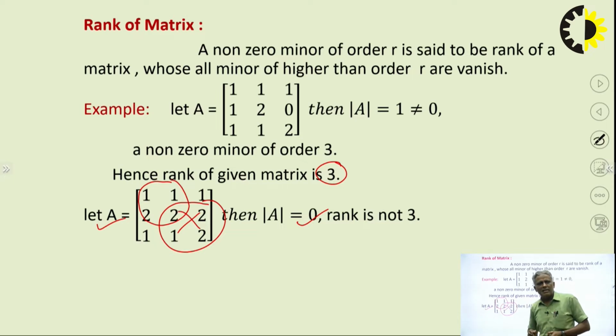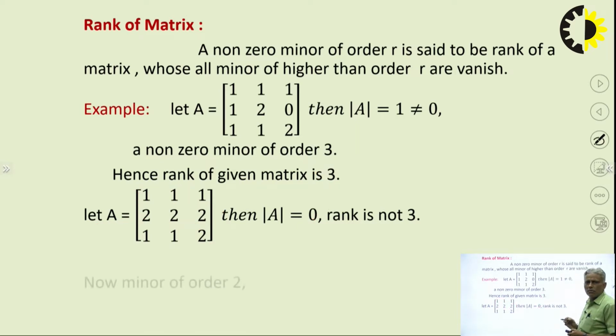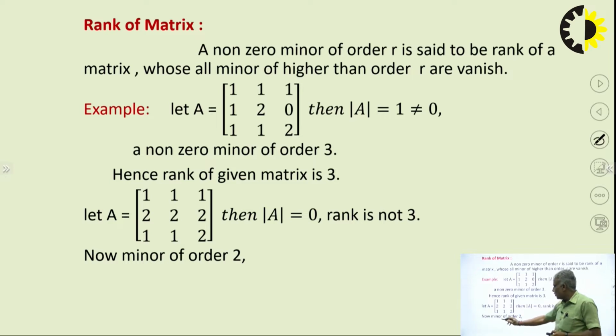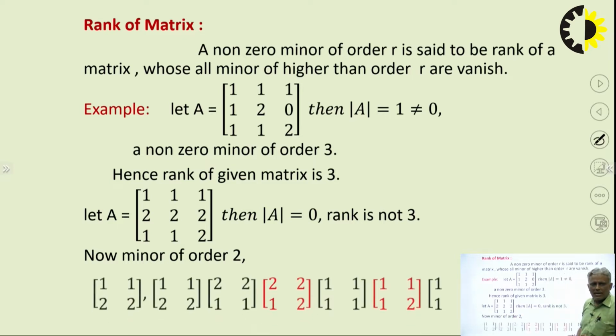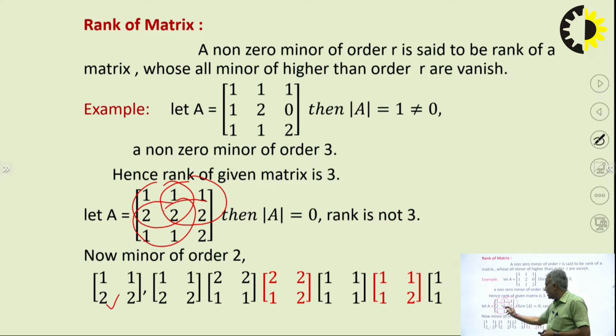So we can say that there exists a non-zero minor of order R, right? That means we can say that the rank of this matrix will be 2 here, because the rank of this matrix is 2 by 2, right? So in this way we can easily calculate the rank of the given matrix. Now minors of order 2 by 2: consider the total number of minors of this order. This is a 2 by 2 minor, and this is also a 2 by 2 minor, and this is also a 2 by 2 minor, and this is also a 2 by 2 minor here.